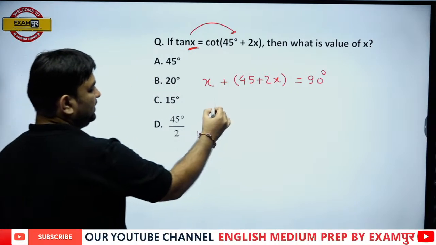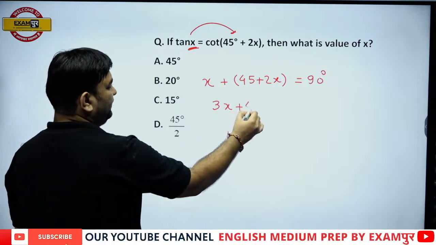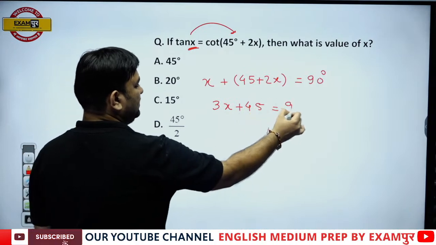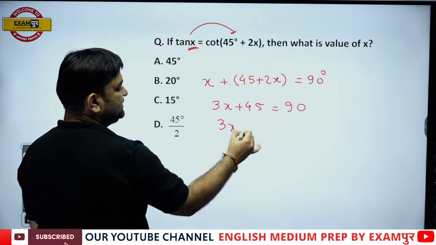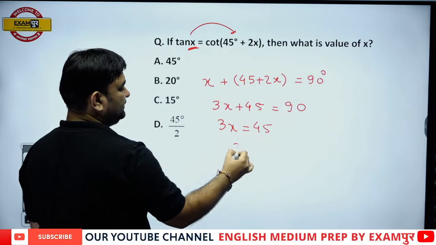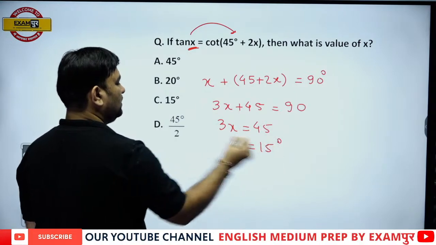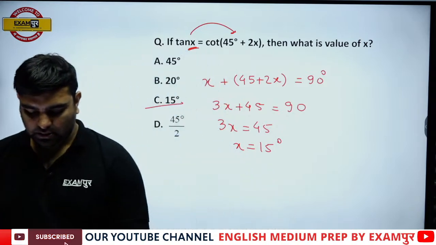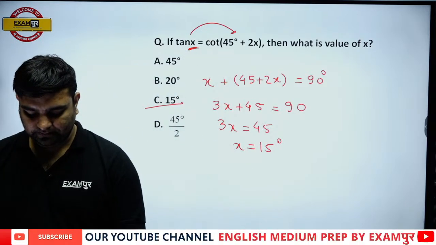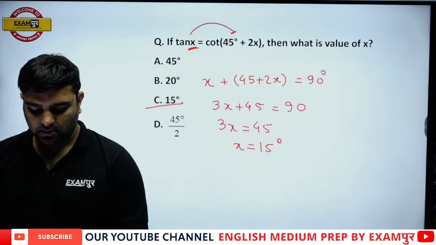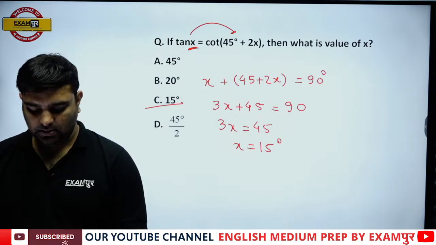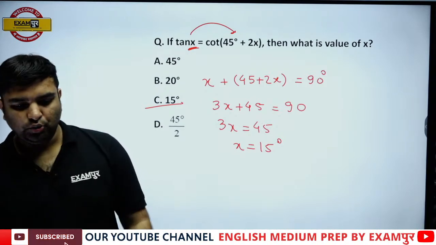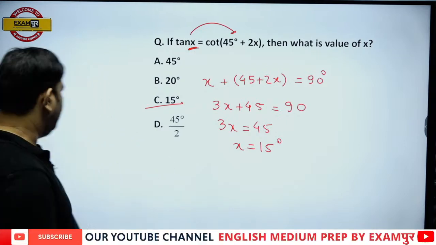So, 3x plus 45 is equal to 90. 3x is 45, x is 15. Watch out. Next.